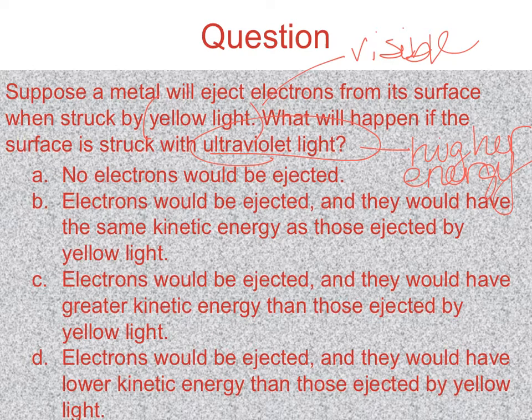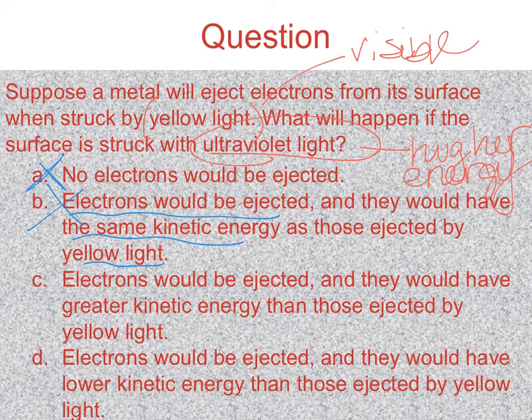Well, the answer is not A, because we know that the light has at least enough energy to eject. It's higher energy than yellow light. So B, electrons would be ejected, and they would have the same kinetic energy as those ejected by yellow light. Well, the first part of it's correct, but they're going to have some extra energy. It's not going to be enough energy to necessarily eject more tightly held electrons, but certainly the electrons that get ejected are going to have more oomph to them, kinetic energy.